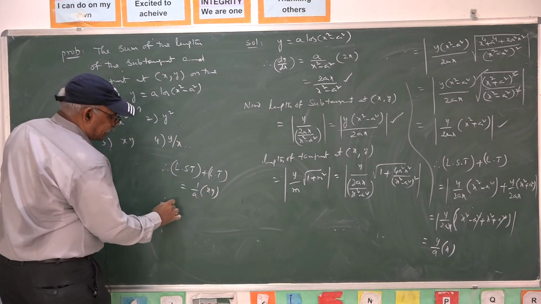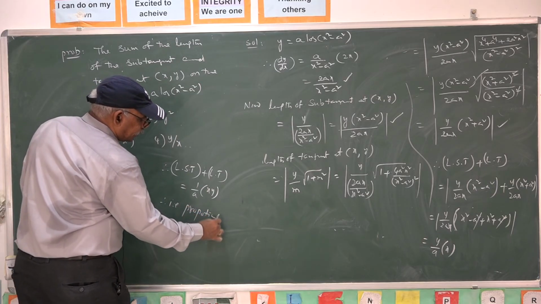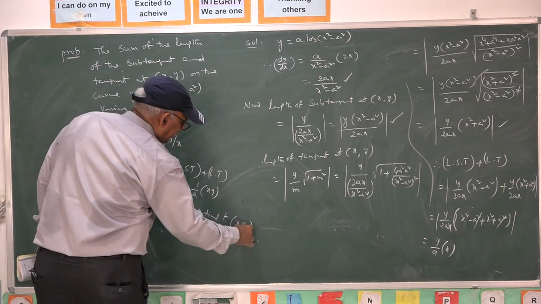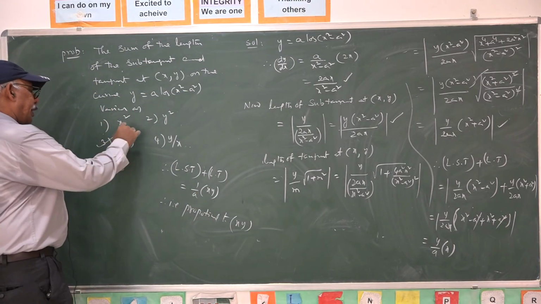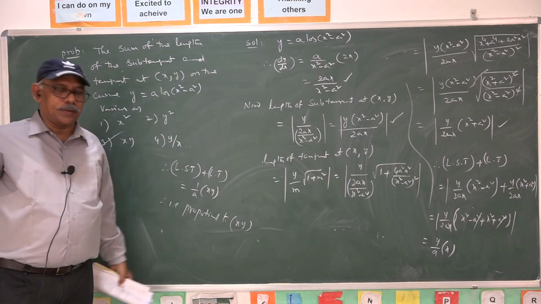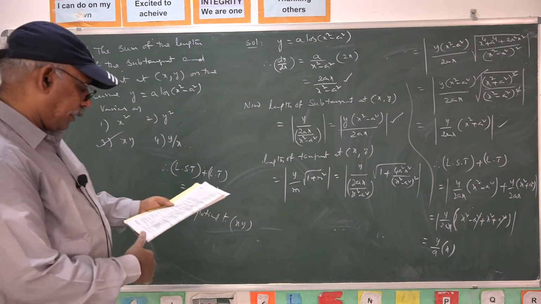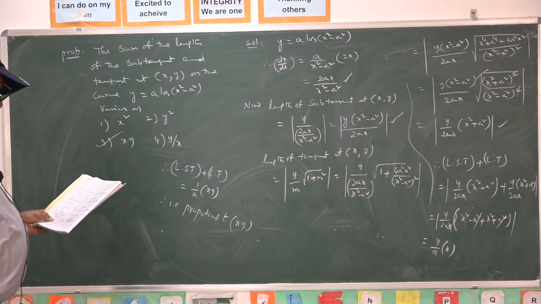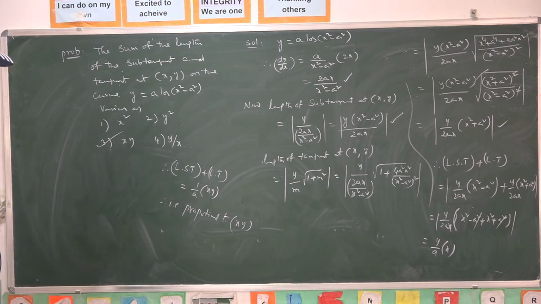So therefore, that is proportional to xy itself. This is the proportionality constant. It varies as the product of the coordinates of the point where the tangent and subtangent are considered. Okay. So the sum of the subtangent and tangent varies according to the product of the coordinates of the point.